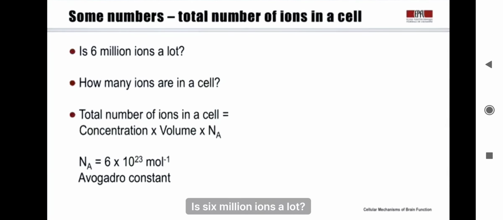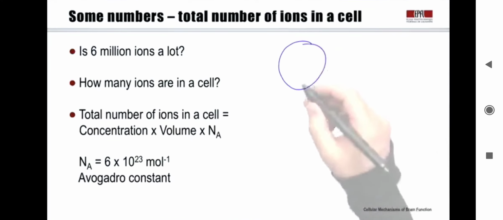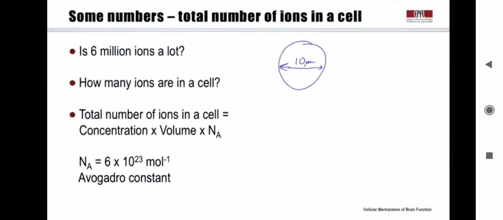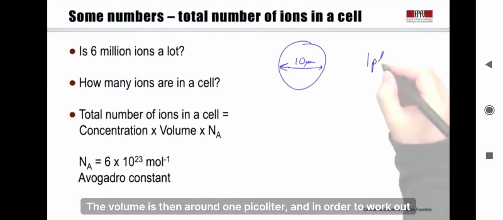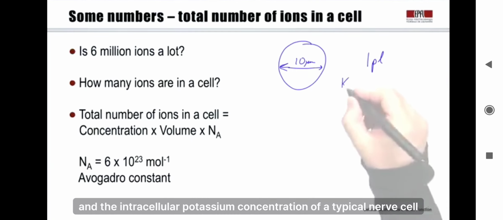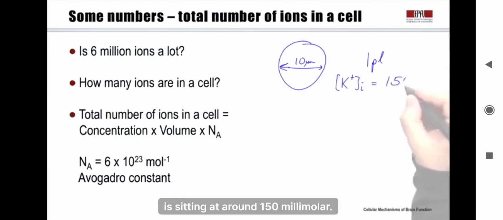Is 6 million ions a lot? Are there even 6 million ions inside a cell? Well, let's find out. How many ions are there inside a cell? A cell has a diameter of around 10 micrometers. The volume is then around 1 picoliter, and in order to work out how many mole of potassium there are inside this, we then need to know the potassium concentration. And the intracellular potassium concentration of a typical nerve cell is sitting at around 150 millimolar.